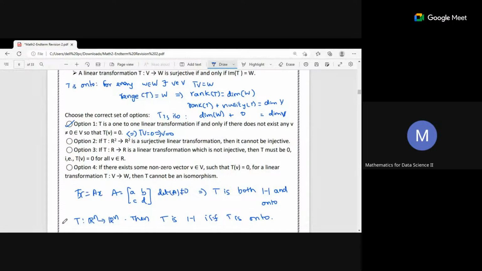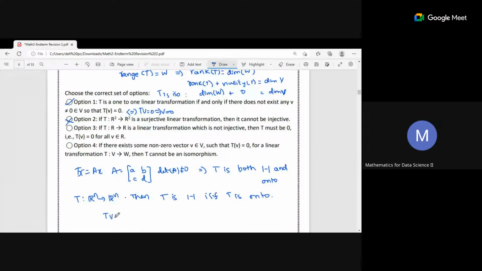Okay. Remember, this also is an important fact. So this is incorrect. If T from R to R is a linear transformation which is not injective, it means what? TV equal to 0 does not imply V equal to 0. So there are many other values for which you have TV equal to 0.